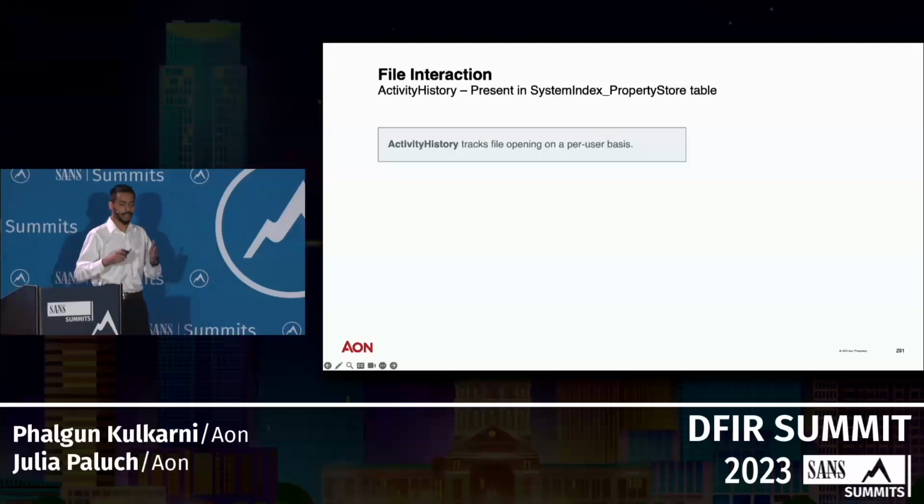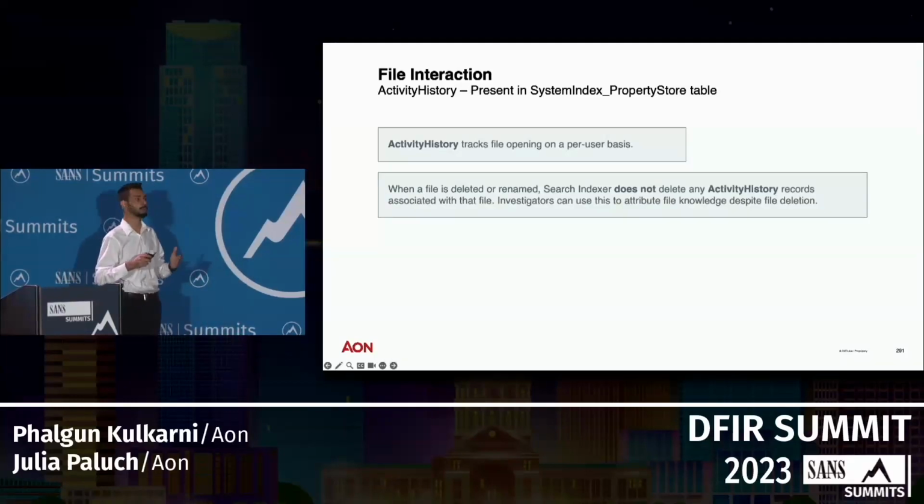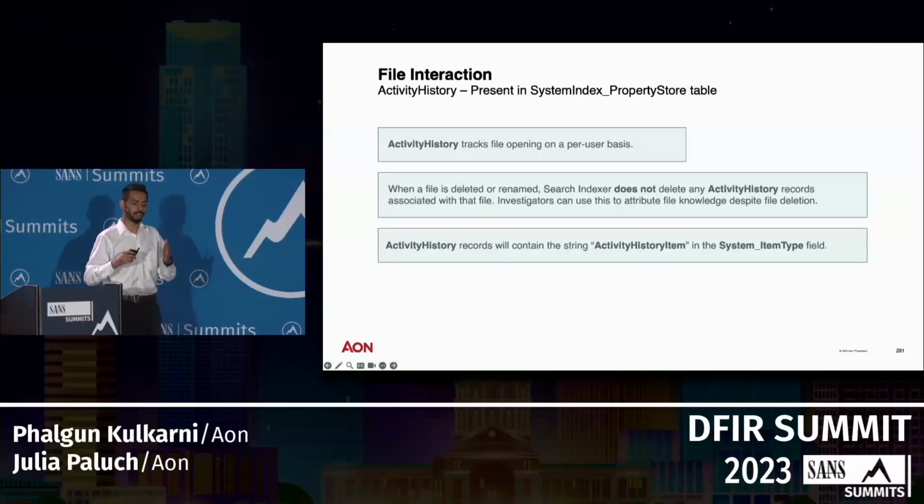Activity history feature tracks file opening or interaction per user. And what's fascinating is that even if the file is deleted or renamed, and if it was interacted with at some point, then that activity will still be present in the activity history records. This can be really important in enumerating or attributing user activity even for non-existing files. And we can identify activity history records by enumerating the system item type column and looking for the activity history item value in that column in the property store table.